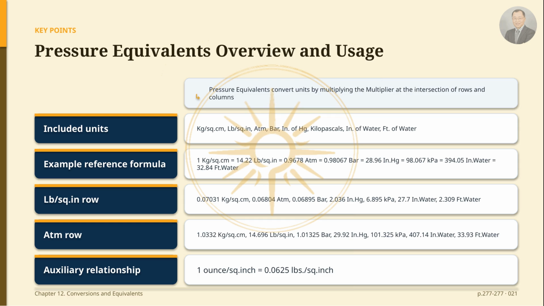In this slide, we will look at the pressure equivalence table, which allows for the mutual conversion of various pressure units. This table is designed on the principle of converting units by multiplying the factor at the intersection of the row and column, and it includes a wide range of units from kilograms per square centimeter to kilopascals and feet of water. For example, when converting 1 kilogram per square centimeter to pounds per square inch, you multiply by 14.22. The remaining figures are organized so that engineers can refer to them directly whenever needed in the field. Please accurately identify the point where the row of the starting unit and the column of the target unit meet to use it in your calculations.